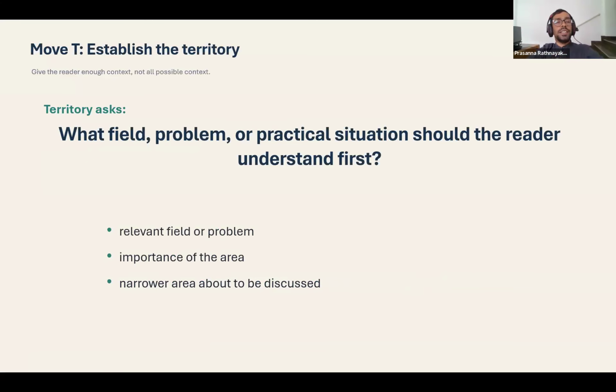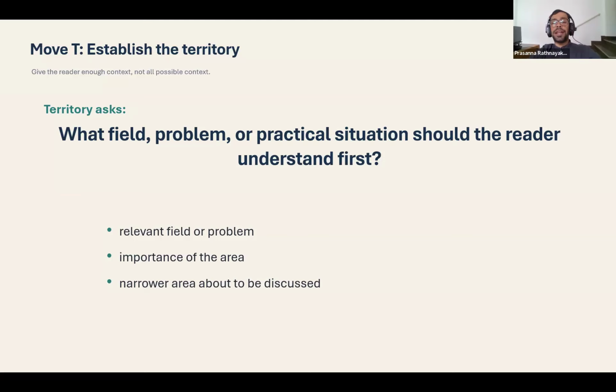So move T. This actually establishes the territory. We begin with territory. The keyword is enough, right? No need to go deep. The reader needs enough context to understand why the coming problem matters. The reader does not need a history of the whole field.